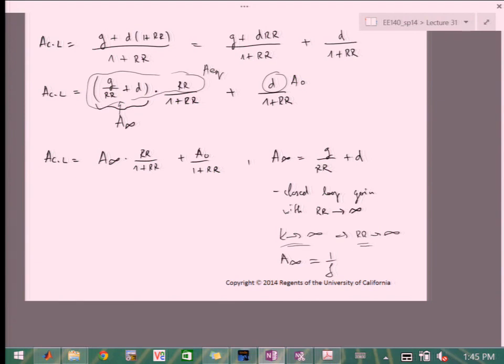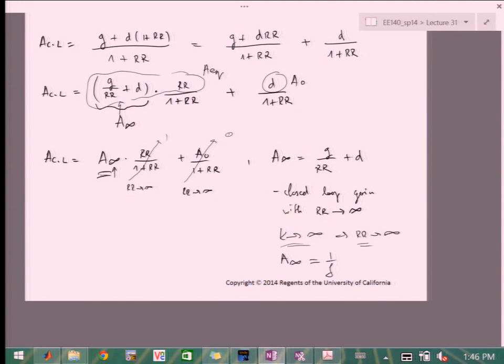And then under those circumstances, the closed loop gain really becomes just A infinity, or 1 over F. So if RR goes to infinity, this factor goes to 0. This factor goes to 1, and then you're just left with A infinity. That's why it's called A infinity here. So that's the closed loop gain when K goes to infinity, or RR goes to infinity.